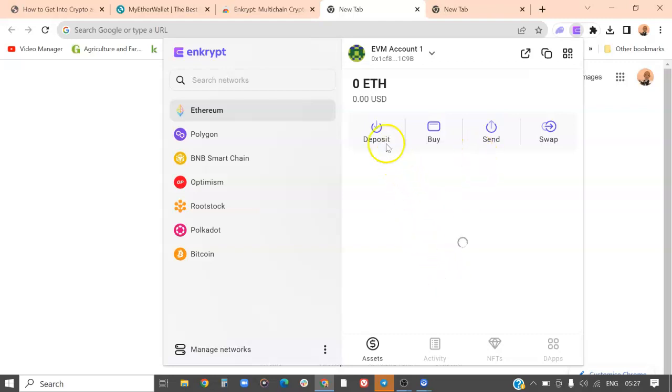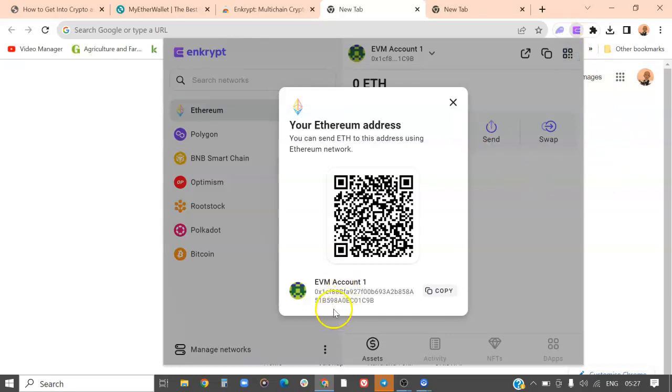So if you want, you can click on deposit. You can deposit, just come here and click on deposit. It will automatically generate a public key for you. It is trying to load the entire page for us. So you can copy this address. The address is right there. If you want to view it, click on this. You can see 0x1 is the EVM address.